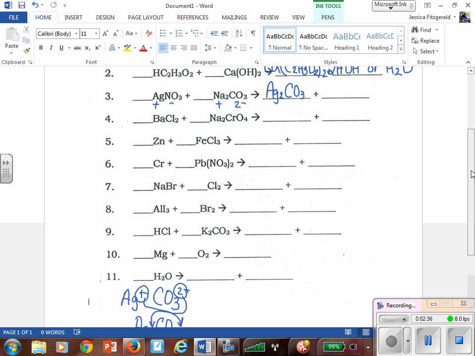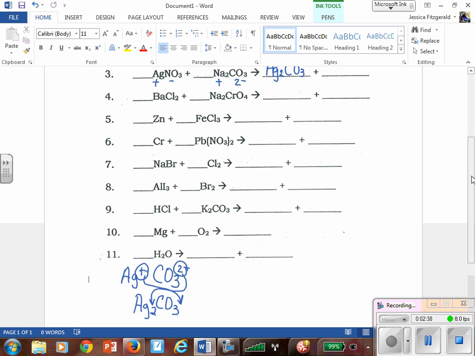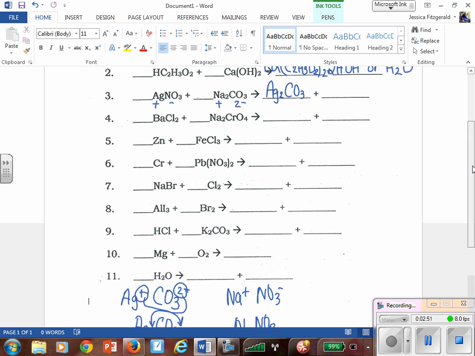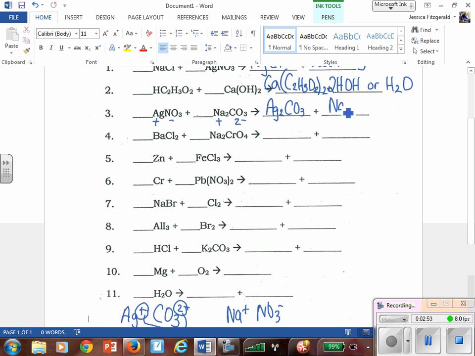And then we'll look at combining sodium and nitrate. So sodium has a +1, nitrate has a -1. They both have a charge of 1, so you have NaNO3. And then we're going to go on and balance.